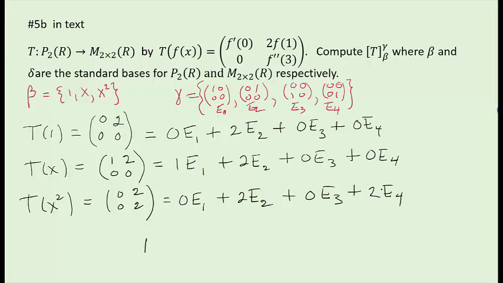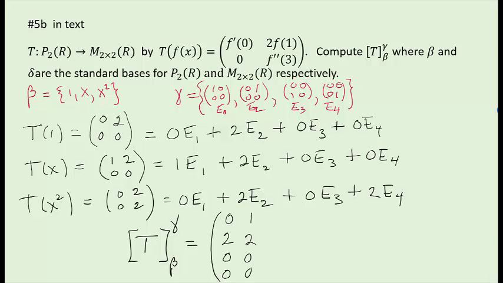And the matrix for T relative to the ordered bases beta and gamma given is equal to, well, let's just drop these in. 0, 2, 0, 0, 0, 2, 0, 0, 1, 2, 0, 0, and 0, 2, 0, 2.